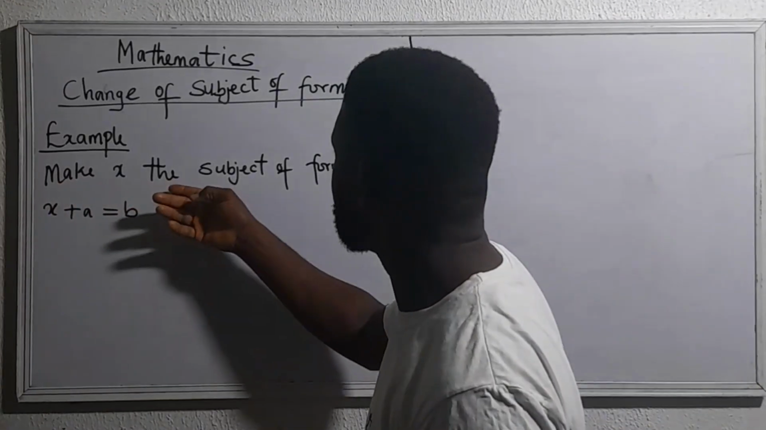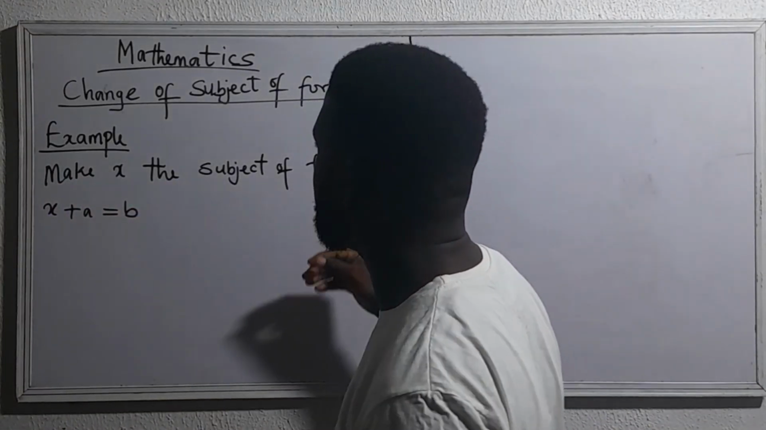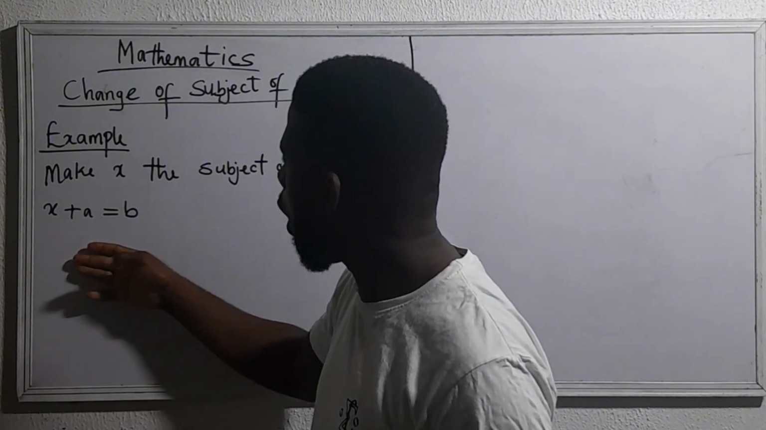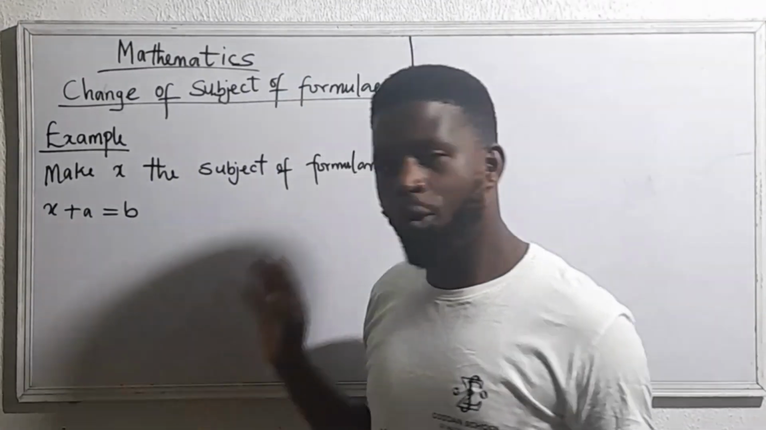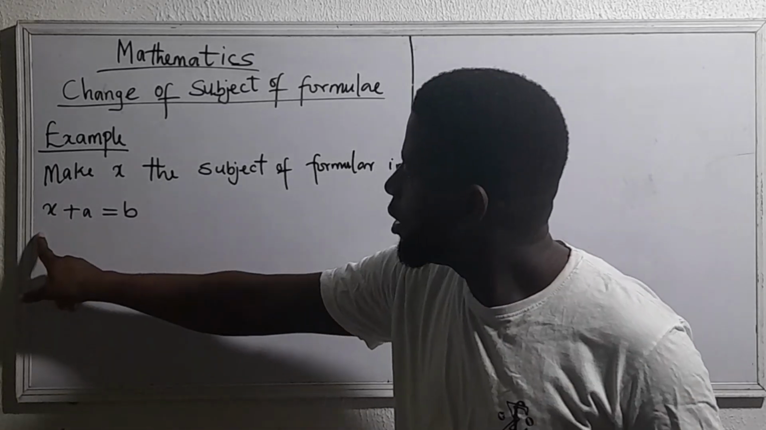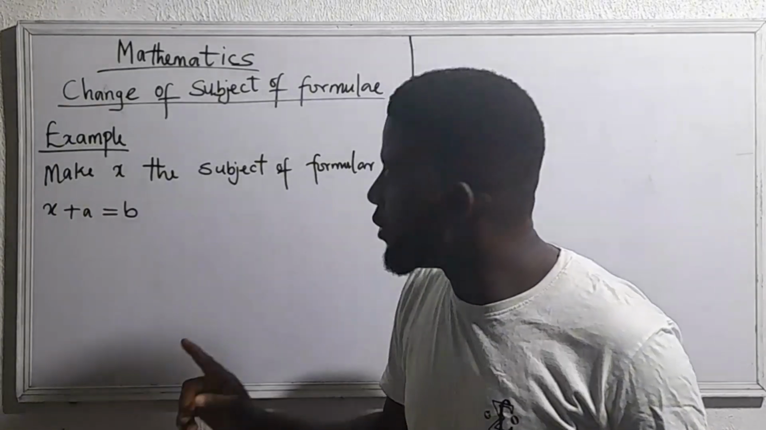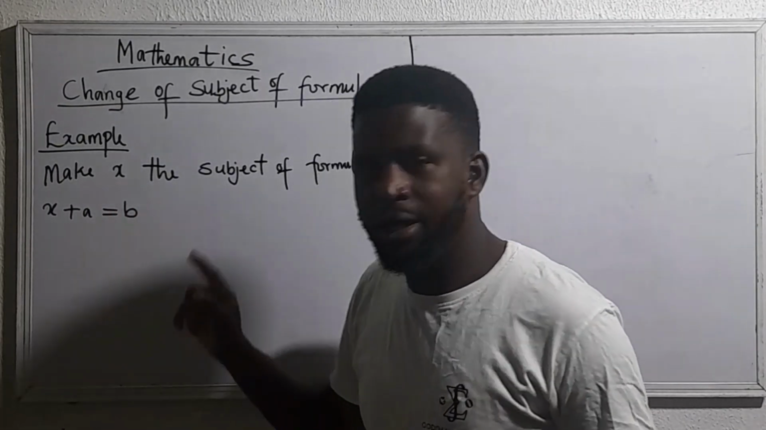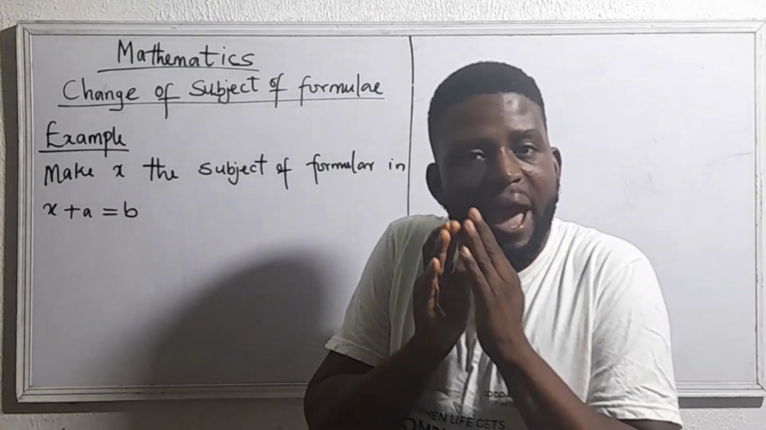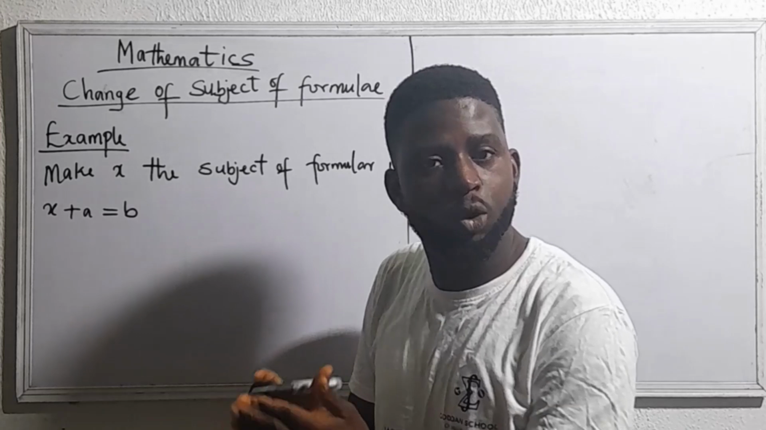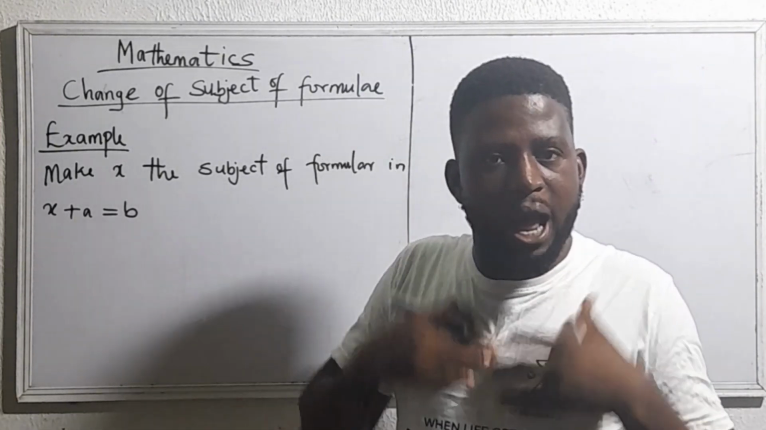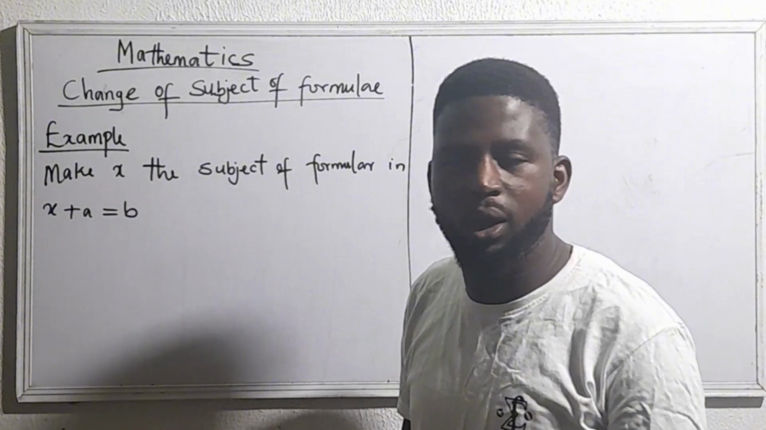We have an example. Make x the subject of the formula in x plus a equals b. Now, what do we want to do? We want to make x equal to the variables b and a. In order to solve this, we move every other variable to the other side, except the variable x, which we want to make the subject of the formula.